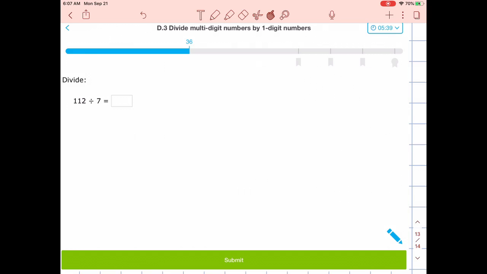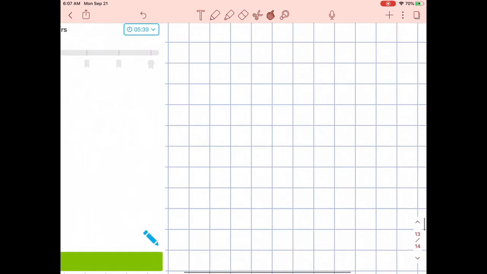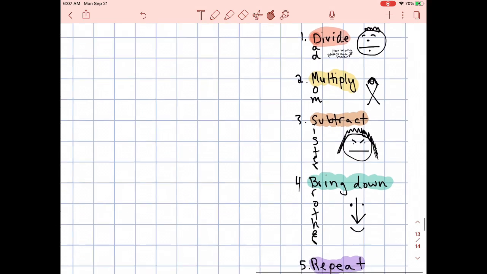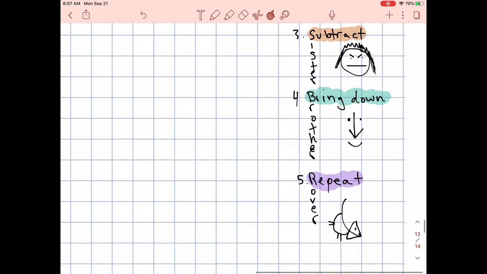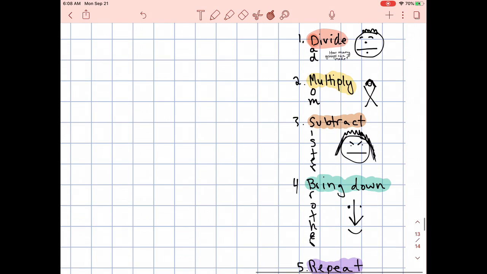So here's our problem. 112 divided by 7. How many groups of 7 can I make with 112? Why don't you go ahead and say that real quick. How many groups of 7 can I make with 112? That's the question here. So in your math notebook, go ahead and write down this division problem as a long division problem, and then solve it on your own using these steps, and we'll review it together.